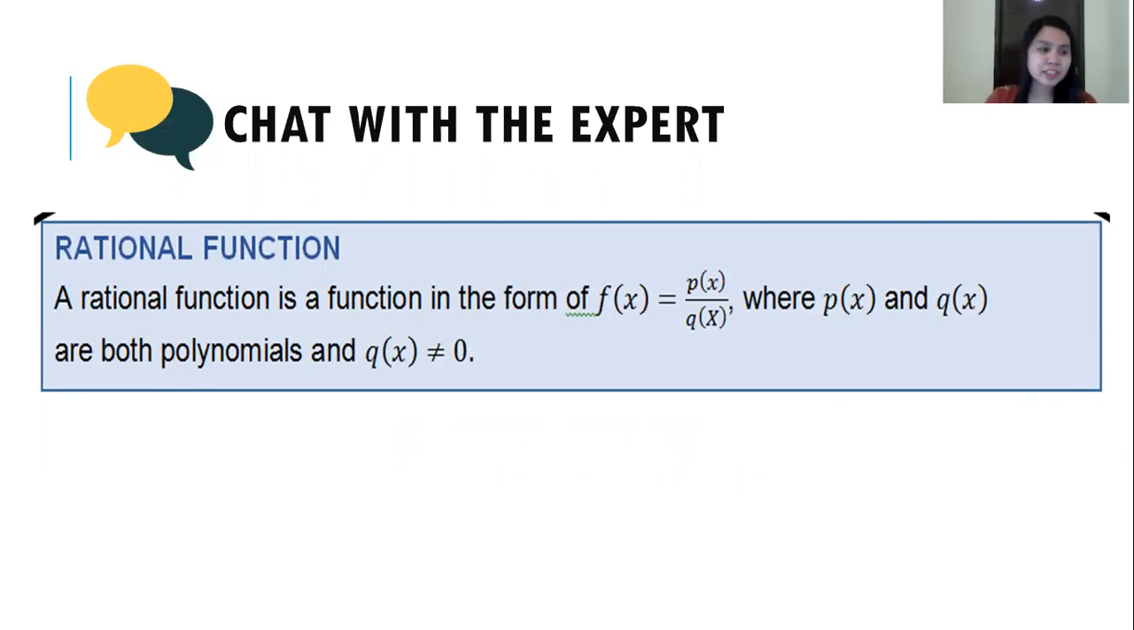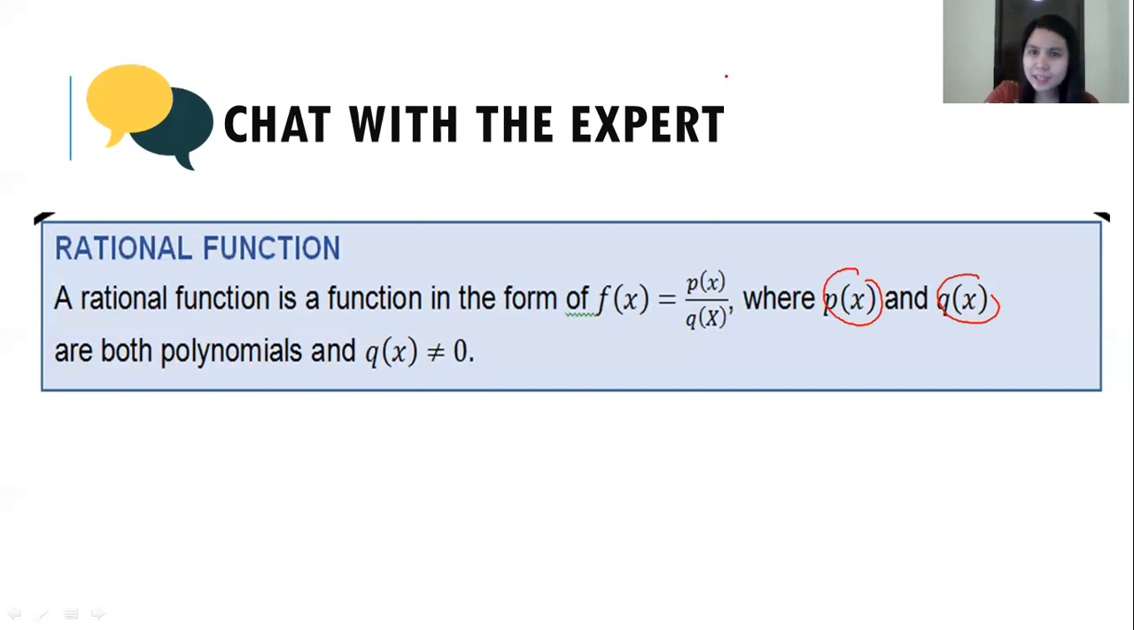A rational function is a function of the form f of x equals p of x over q of x, where the numerator and the denominator are both polynomials and the denominator is not equal to 0. Now, the main question will be, how will you know when p of x and q of x are both polynomials? Now, let me have the other question. When is it not a polynomial?